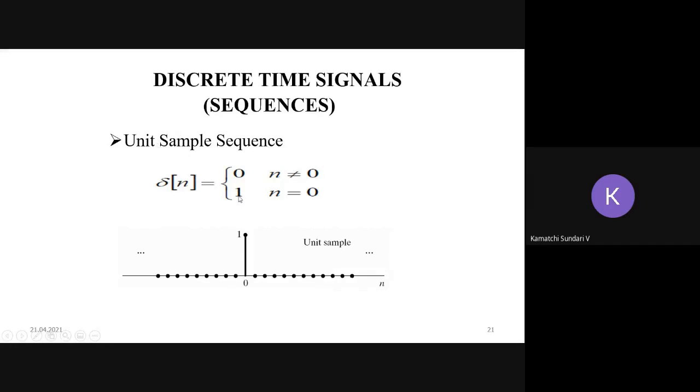The amplitude value is equal to 1 for n is equal to 0, and for all other points in the time domain, the amplitude value is equal to 0. That is right from the minus infinity to plus infinity. Minus infinity is available in the left extreme, and plus infinity will be available in the right extreme. So throughout the time domain from minus infinity to plus infinity, only at the point n is equal to 0 we are having the amplitude, and at all other points the amplitude value will be equal to 0.